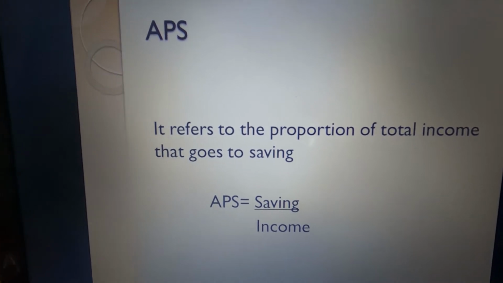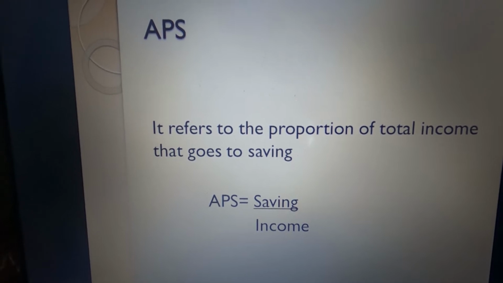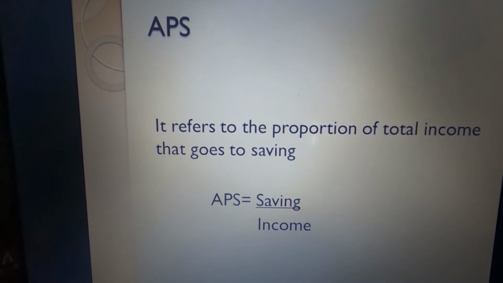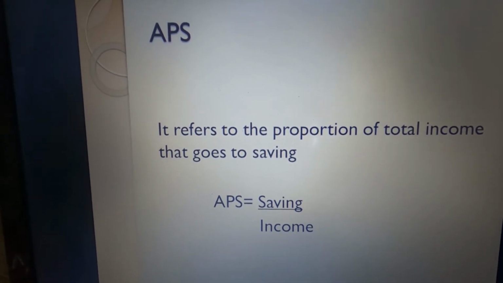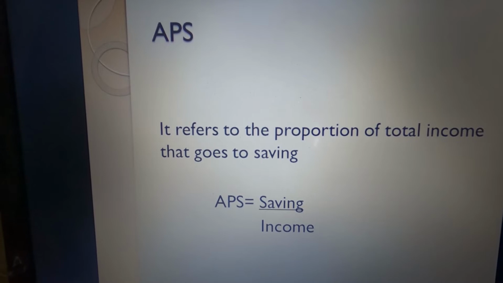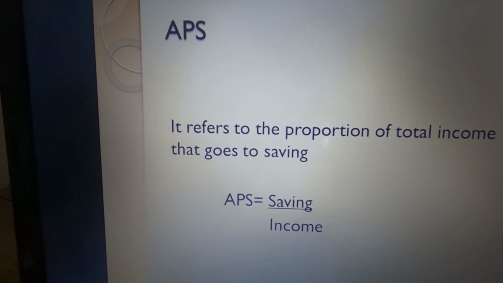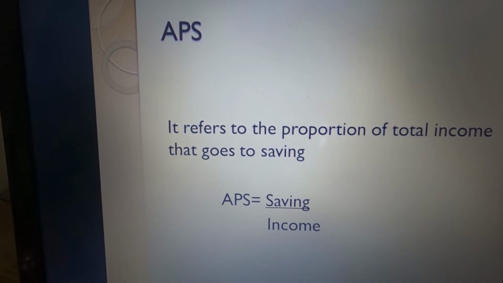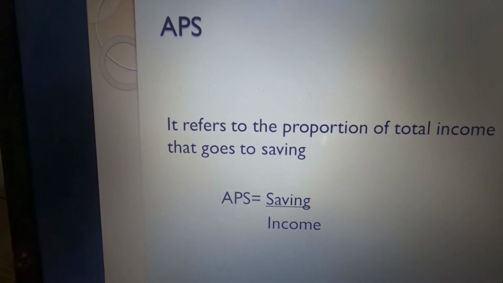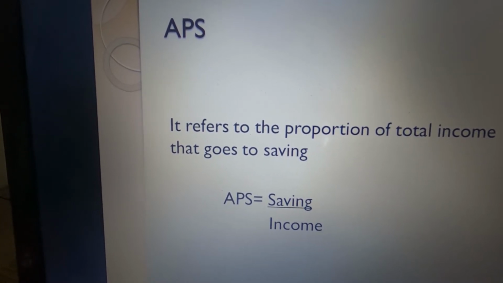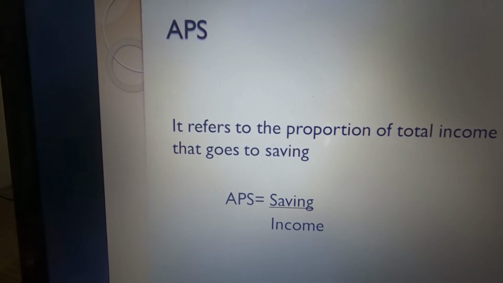Now the formula for APS is equal to saving upon income. Now see here, I will give one example. Income is 100, saving is 40. So APS, how much we will get? 0.4. So what does it show here? When I said 0.4, it shows that 40% of income is saved.